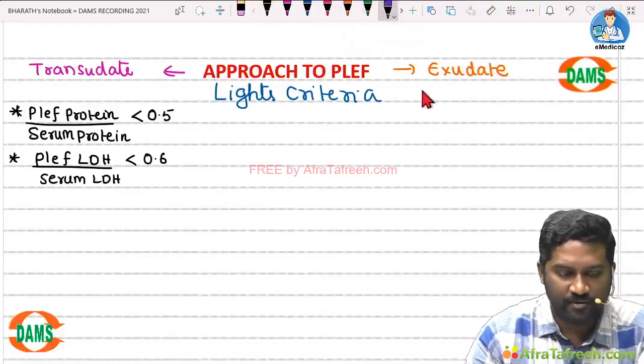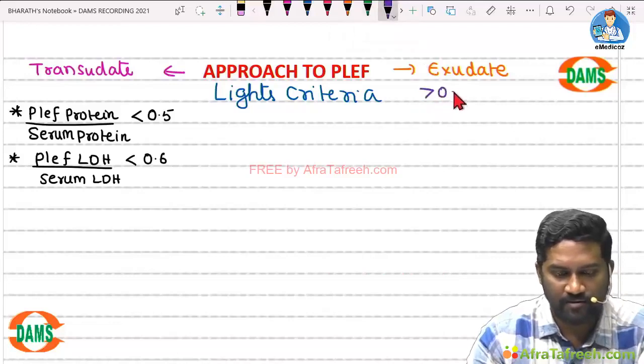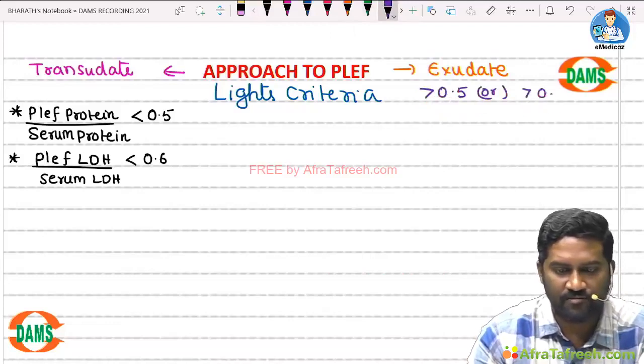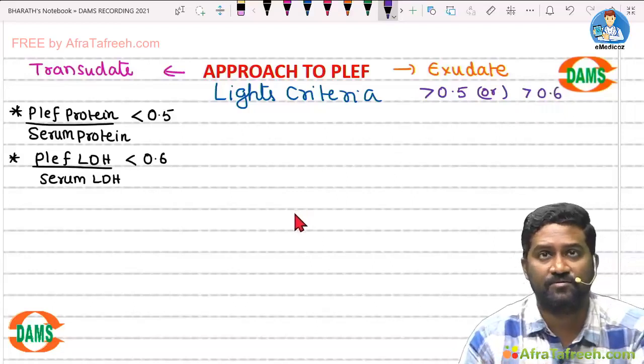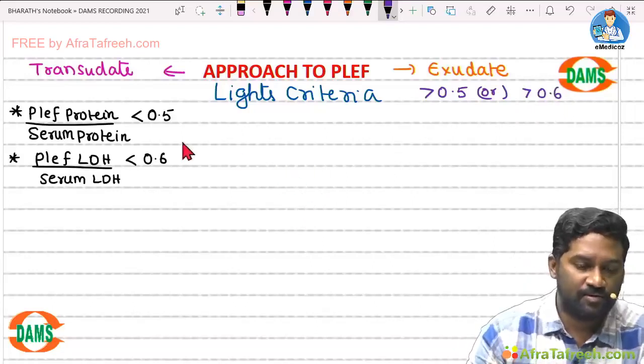When do you call it an exudative pleural effusion? Any one of the following: either the protein ratio is more or the LDH ratio is more, you should call it an exudative pleural effusion.